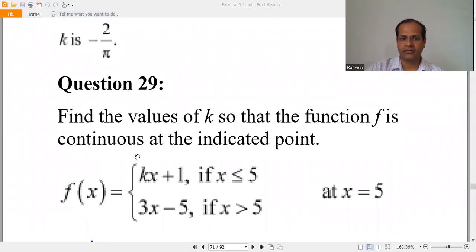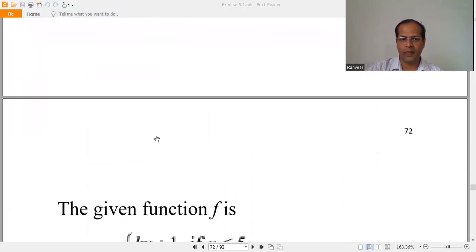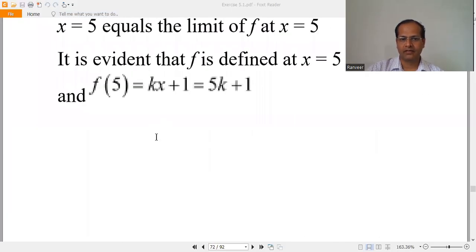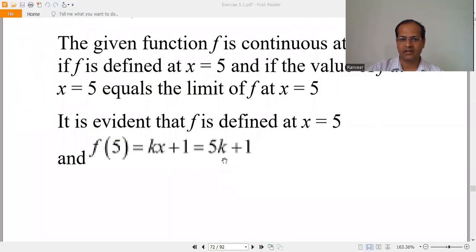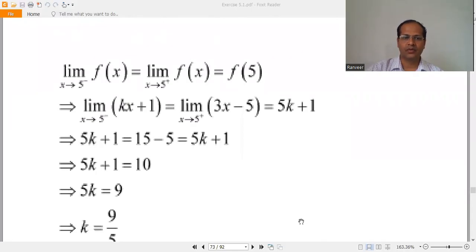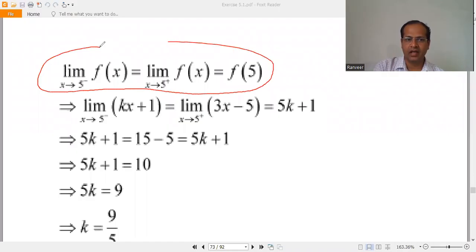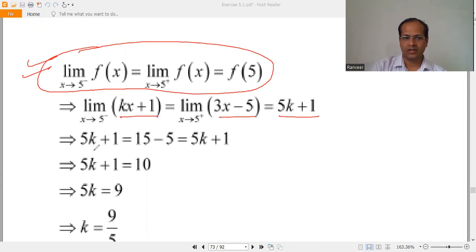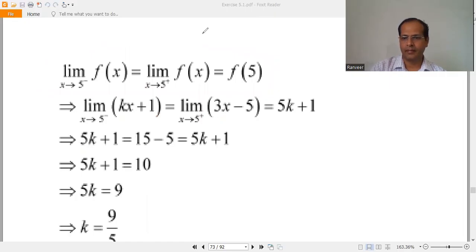Find the value of k so that the function is continuous. It is the same. Just we have to find out at x equal to 5. This is the function definition, kx plus 1. This is only a single step problem, that's why I'm coming here directly. First you have to write down the condition: limit x tending to 5 minus, this is the value; 5 plus, this is the value; and 5k plus 1. After solving this, we get 5k equal to 9, k equal to 9 by 5.